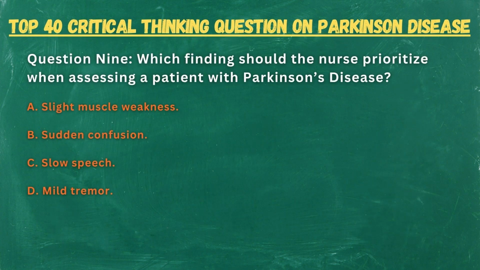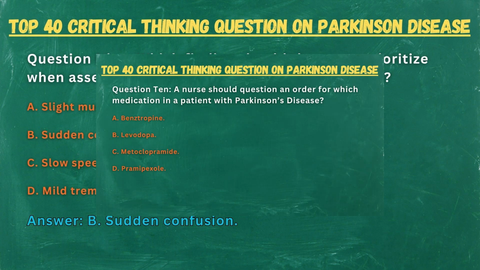Question 9. Which finding should the nurse prioritize when assessing a patient with Parkinson's disease? A. Slight muscle weakness. B. Sudden confusion. C. Slow speech. D. Mild tremor. Answer: B. Sudden confusion.